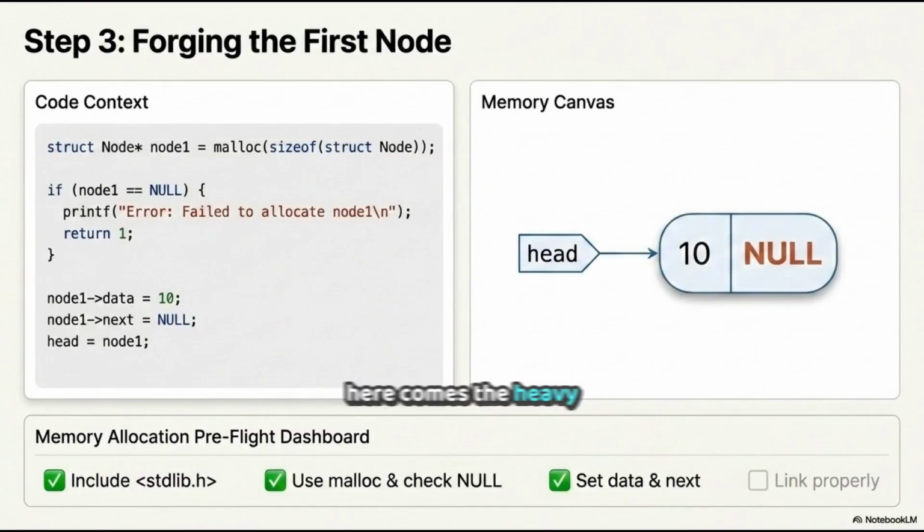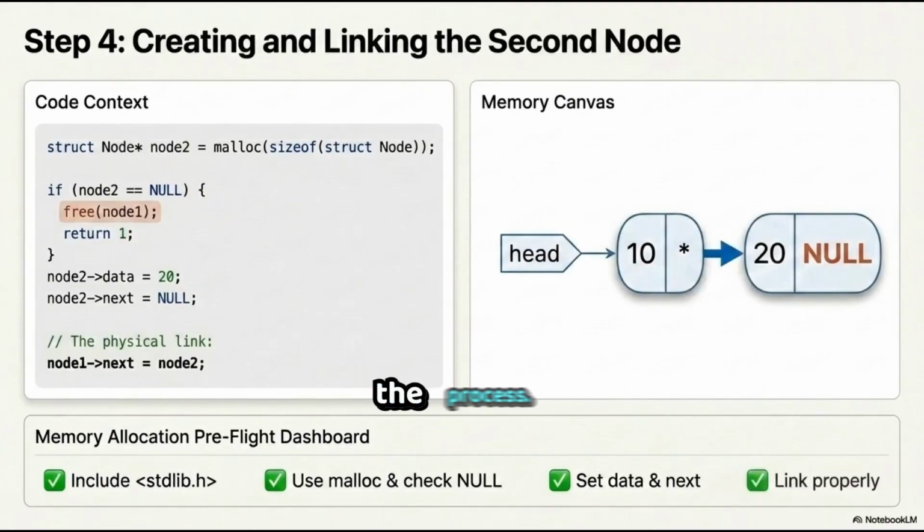Okay, here comes the heavy lifting. To forge the very first node, we use the malloc command. That stands for memory allocation. We're asking the system to carve out exactly enough space for one struct node. We then store this brand new space in a pointer named node1. Crucially, we immediately check if node1 equals null, because if it does, it means the allocation completely failed. But once we verify it isn't null, we place the number 10 into its data compartment, set its next pointer to null, and finally connect our head pointer to this brand new node. Boom, we are on the board.